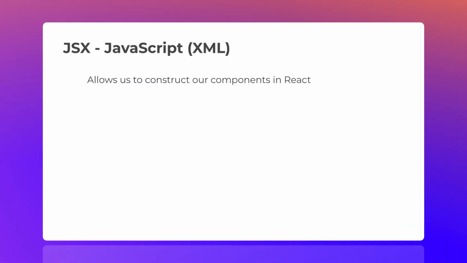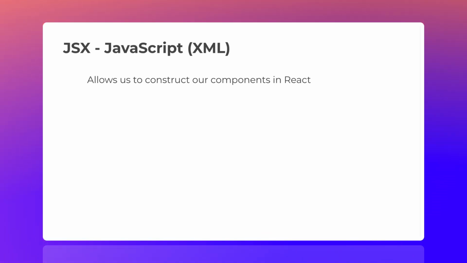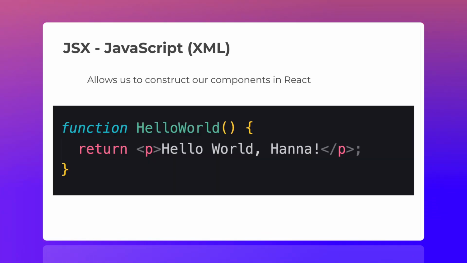So what is JSX? Well, JSX allows us to construct our components in React, as I've shown you. So essentially what we created earlier was this function hello world, which is actually compiled into JSX. We use JSX, which is JavaScript XML really, to write HTML-like code inside of our JavaScript. So it's not HTML, it looks like HTML. While it appears to be a template language, it comes with the full power of JavaScript.